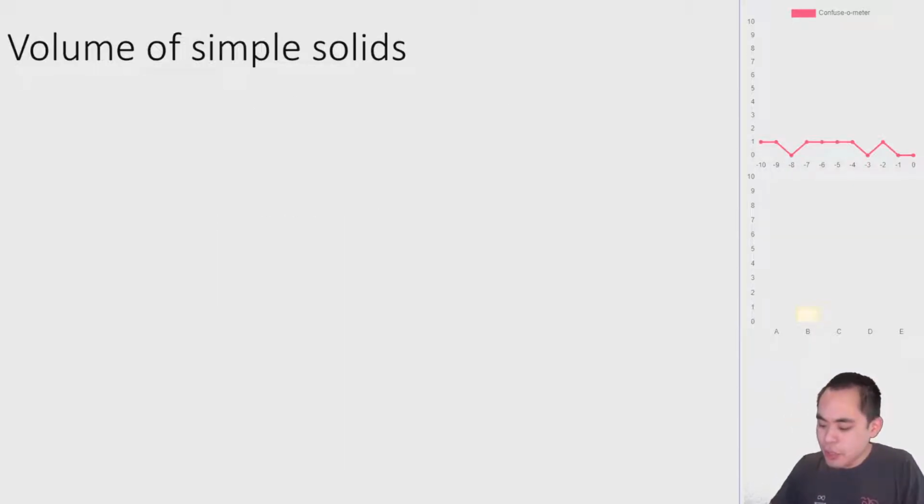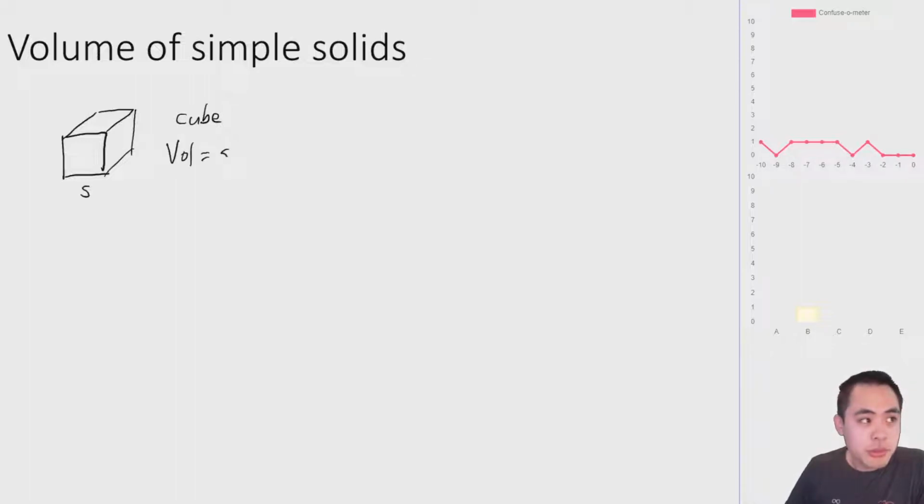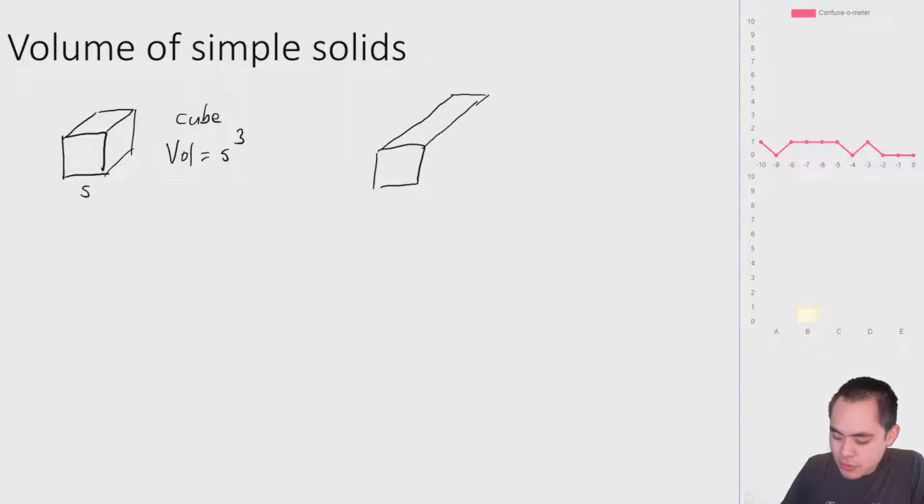So, what's the volume of a simple solid? Well, that's pretty easy, right? Let's say we start with a cube with side length s. We all know how to compute the volume of this cube. The volume is equal to s cubed. Now, there are some other figures that we also know how to compute volumes for. For example, if we have this rectangular block. Let me see if I can draw this properly. Come on. There.